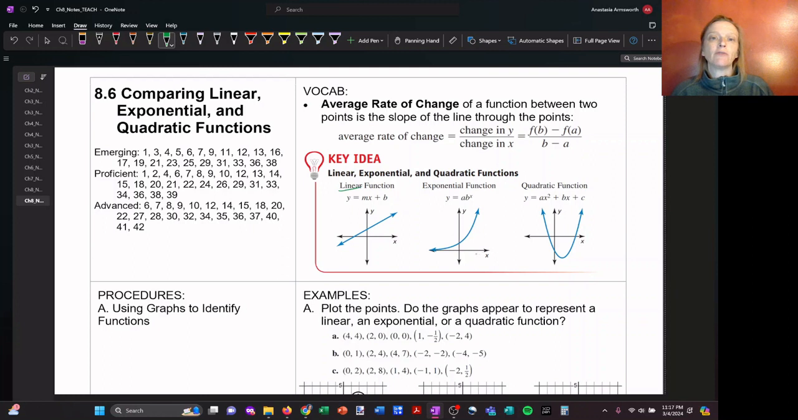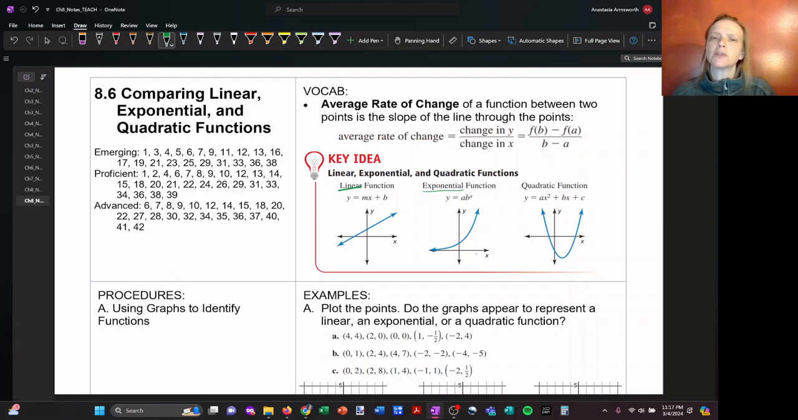If you have a linear function, that's going to be a straight line. An exponential function has a curve that approaches an asymptote on one end and then goes to infinity on the other end. And then quadratic functions are a U-shaped graph.